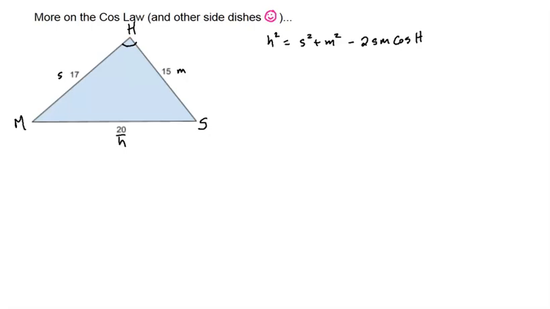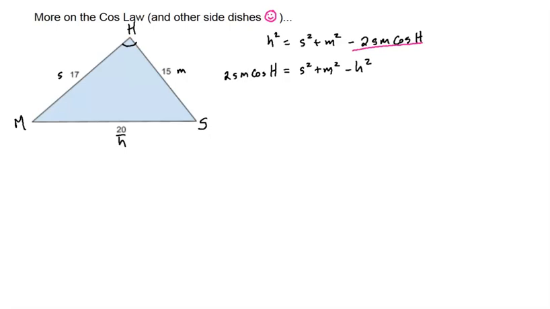I'm going to bring the negative 2sm cos H term to the other side, where it's going to wind up positive. So 2sm cos H would be on the left-hand side. And I'm going to bring the h squared to the other side, so I'm going to have s squared plus m squared minus h squared. Just a reminder, our goal here is to see, oh, I put the wrong h there. Our goal is to put the capital H all by itself.